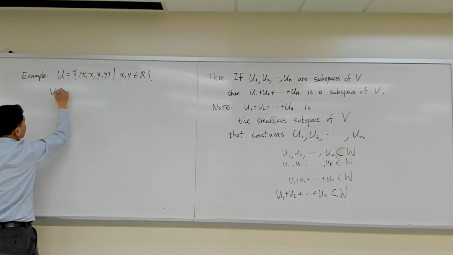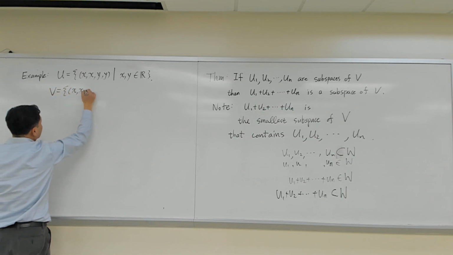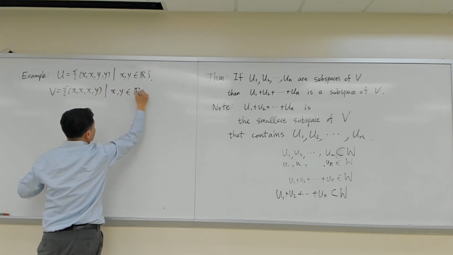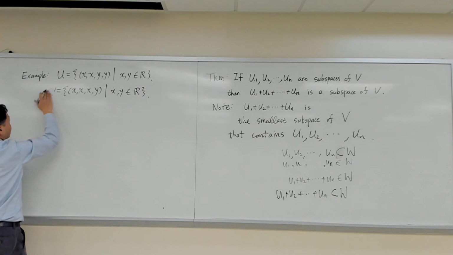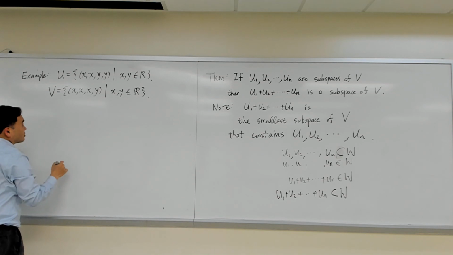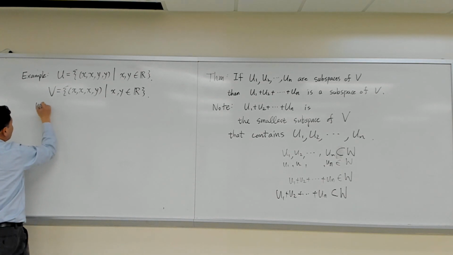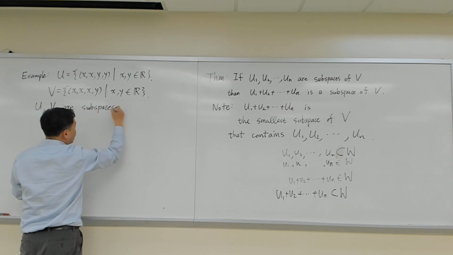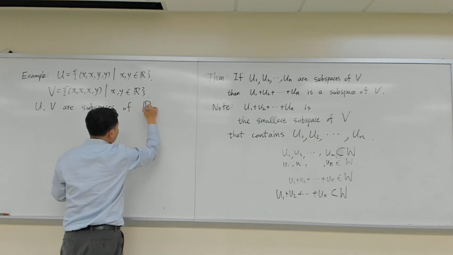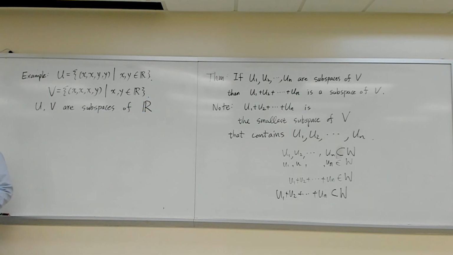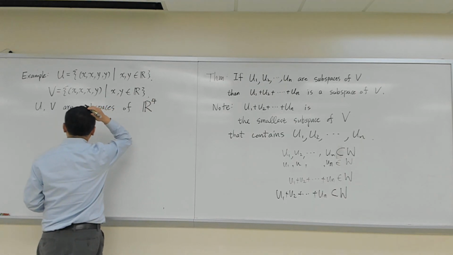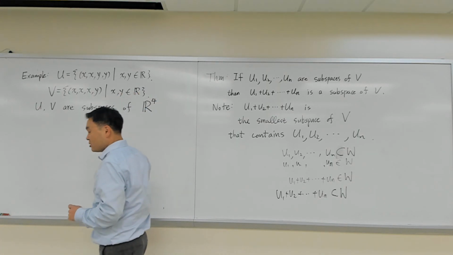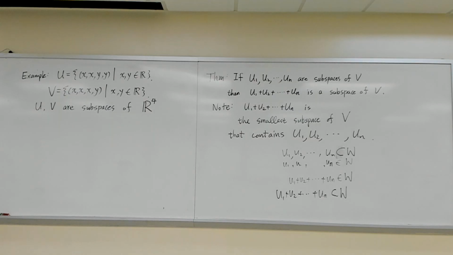And then V is equal to... not V, sorry. Let's say V, it's okay. U, V are subspaces of R4. Okay, and we already wrote down a proof why this is a subspace. You can do the same thing here too. These are both subspaces.